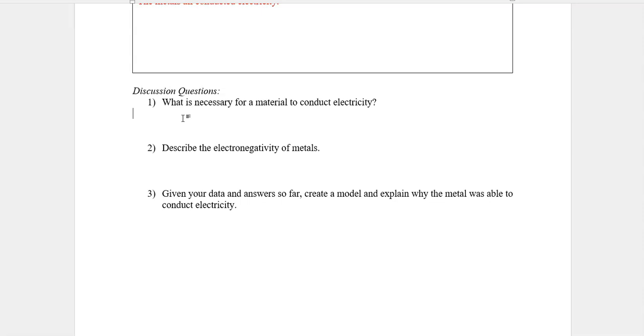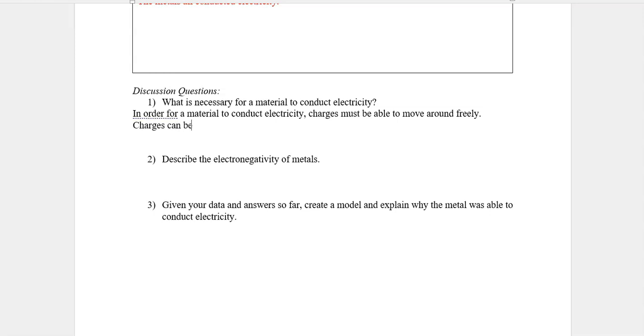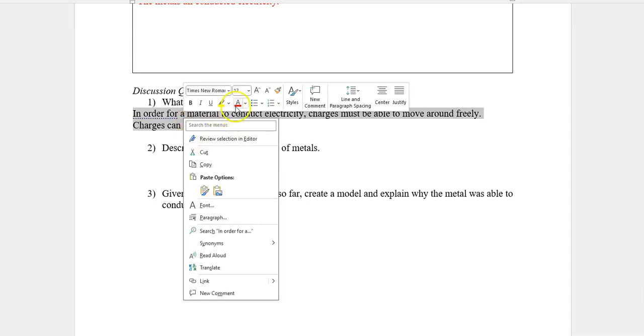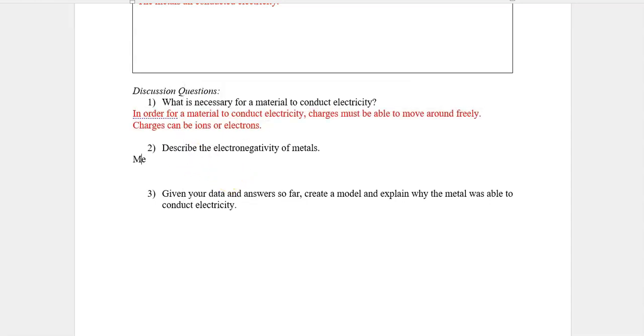What is necessary for a material to conduct? Well, if you remember all the way back from when we were learning about ionic bonds, in order for a material to conduct electricity, charges must be able to move around freely. Charges can be ions or electrons. Describe the electronegativity of metals. Metals have low electronegativities.